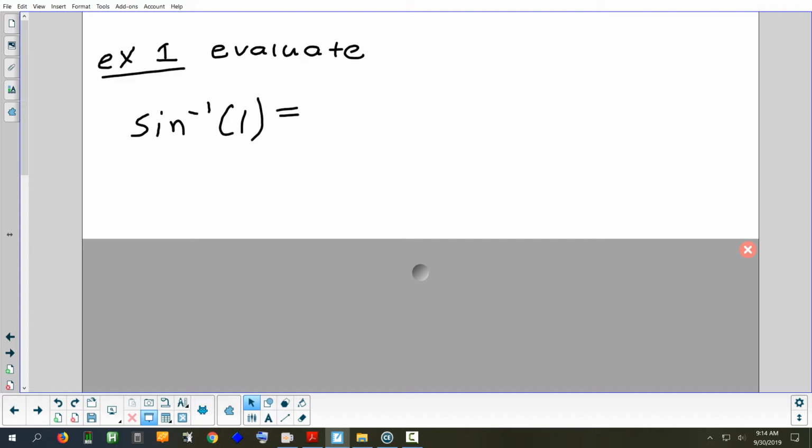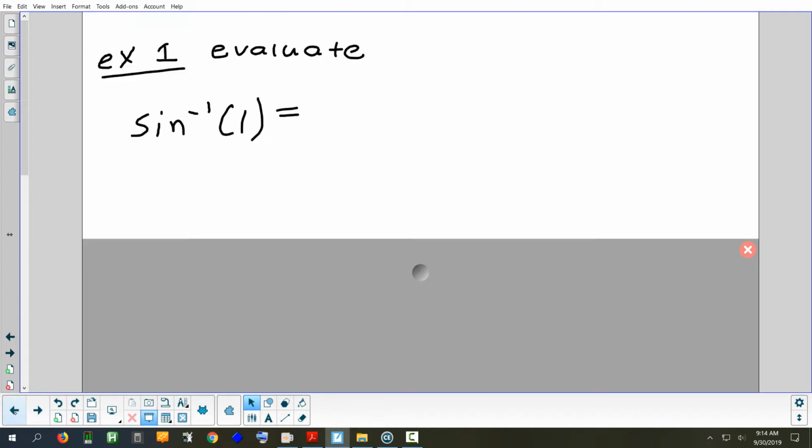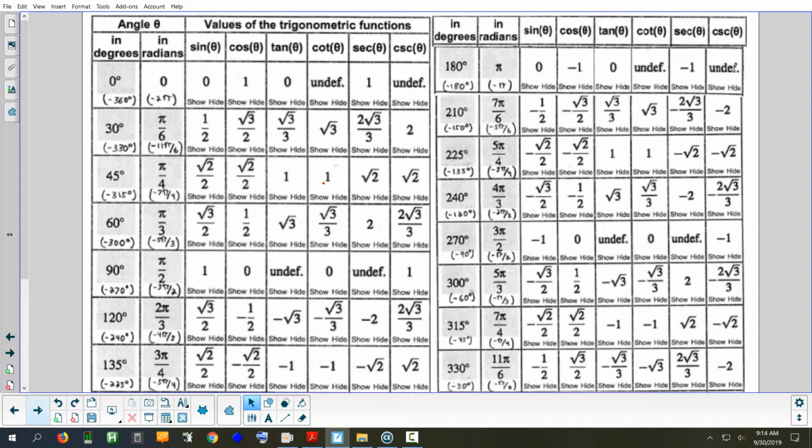Someone remind me, what did we say when we deal with inverse sine? We're all going to agree to give an answer between negative 90 and 90, if we have a choice of more than one answer. Pick that one. All right, so I'm going to go to the next page because I have the table on it. We're looking in the sine column, and we're looking for a 1. Once we find that, we're going to read off the angle that's in that row.